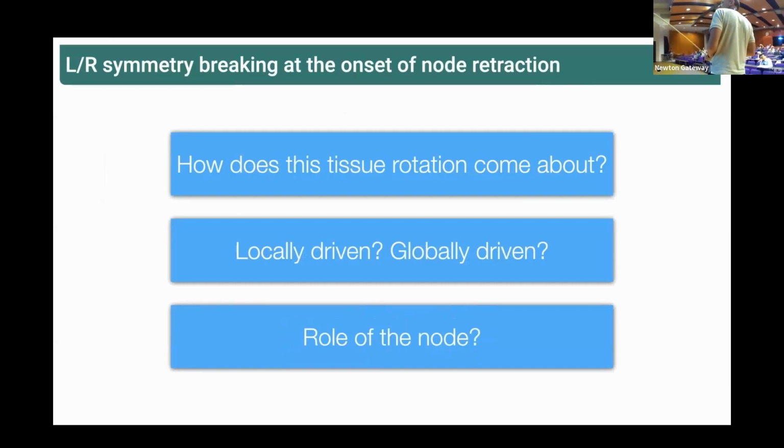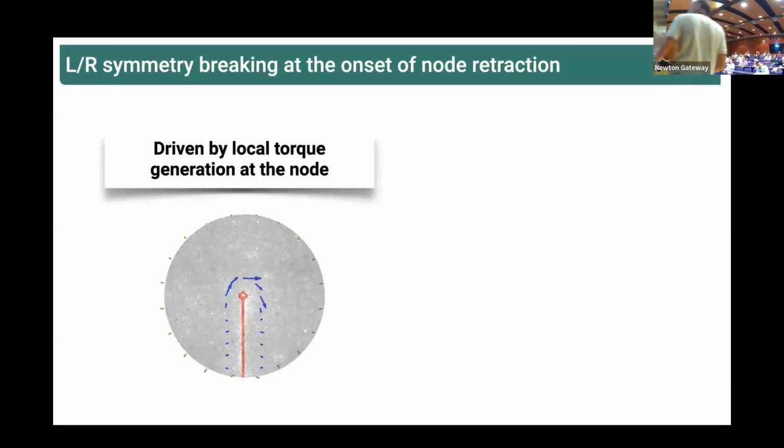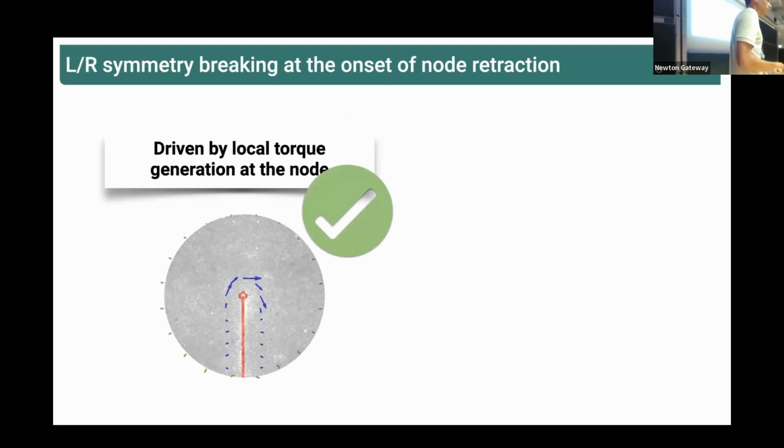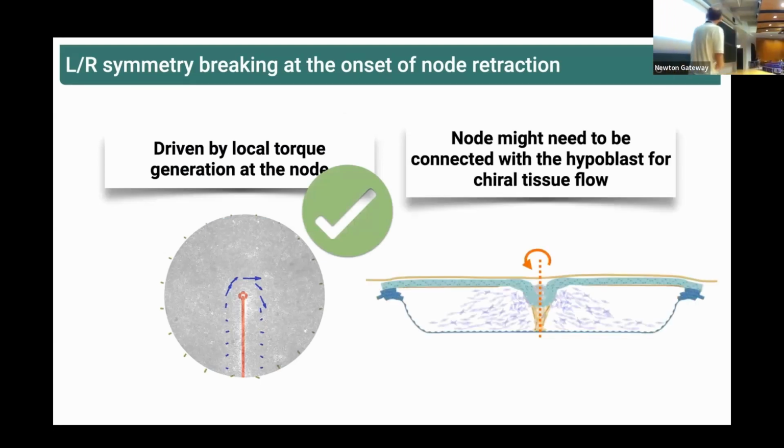So to summarize here, we've asked these 3 questions. I think we can summarize them like this. We have good evidence that this is really driven by torque generation at the node, and perhaps, I'm just using the word perhaps because the statistics aren't quite sufficient yet, this node needs to be connected to the other side to be able to generate this counter torque.